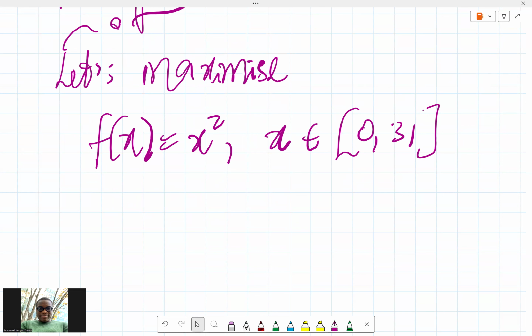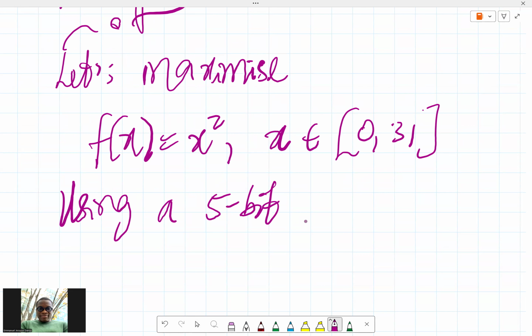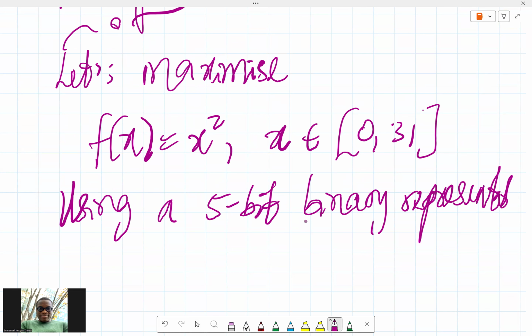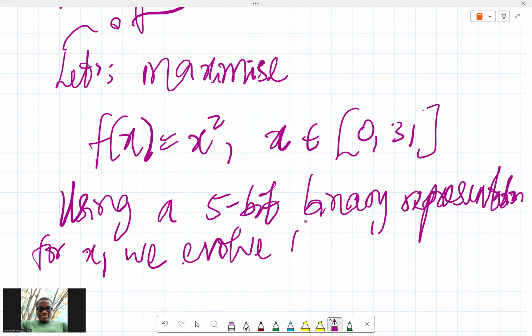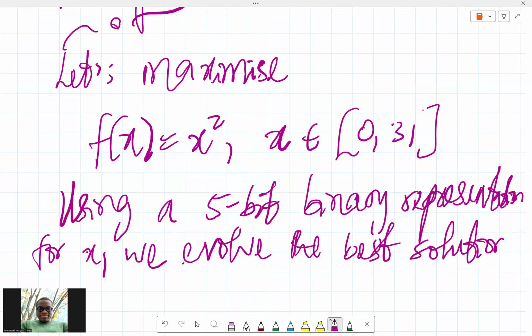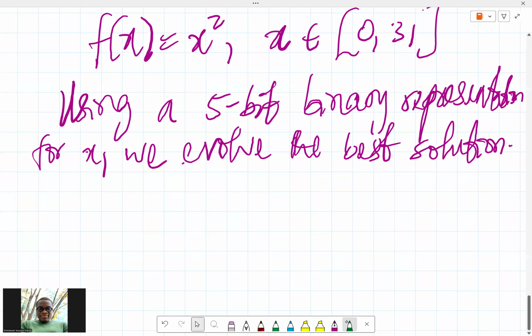Of course it's a random choice, right? But what we are going to do is using a 5-bit binary representation for x, we evolve the best solution. You know, it's about evolution. We evolve the best solution, okay? And then with that, we move on step by step.